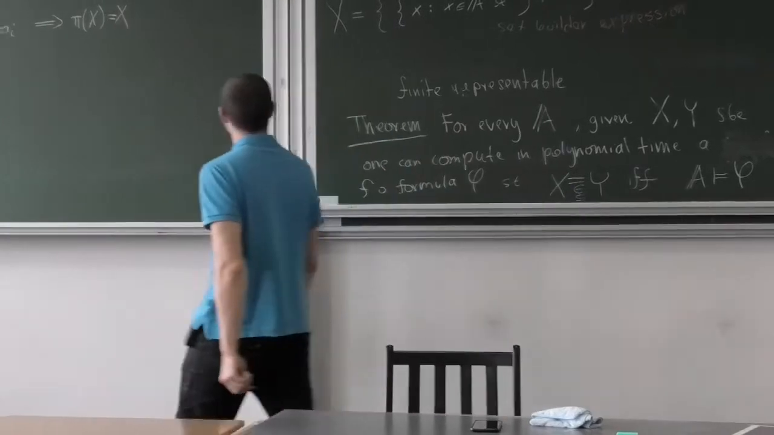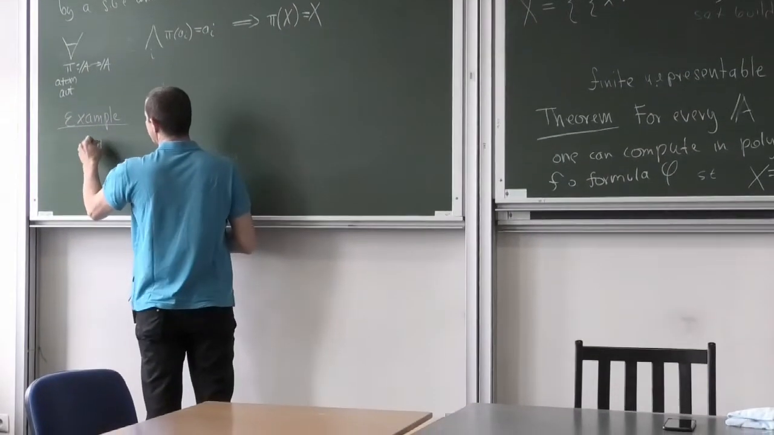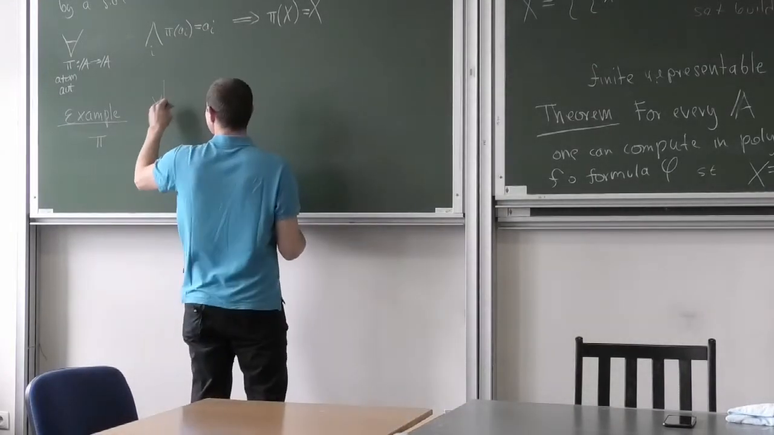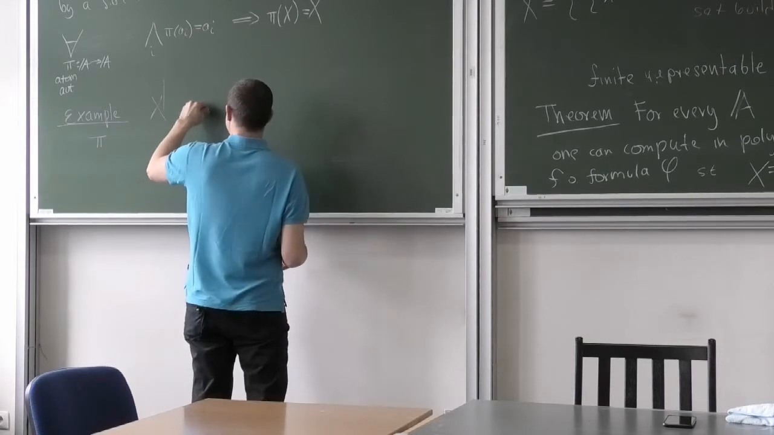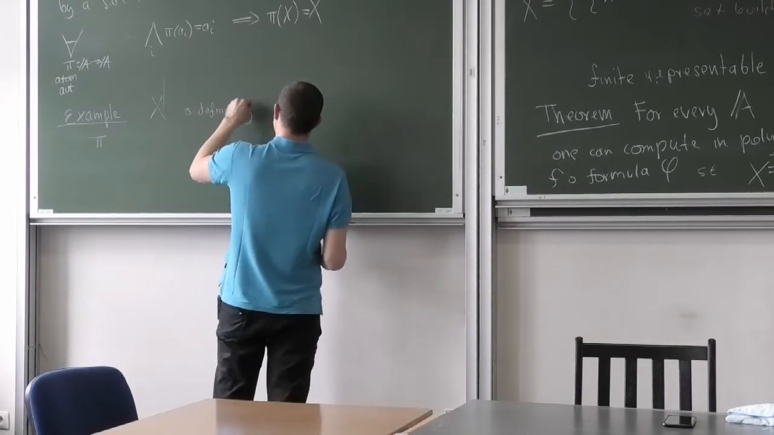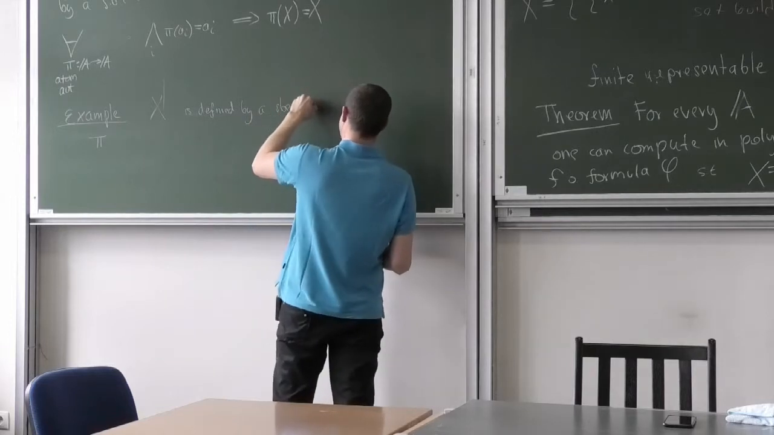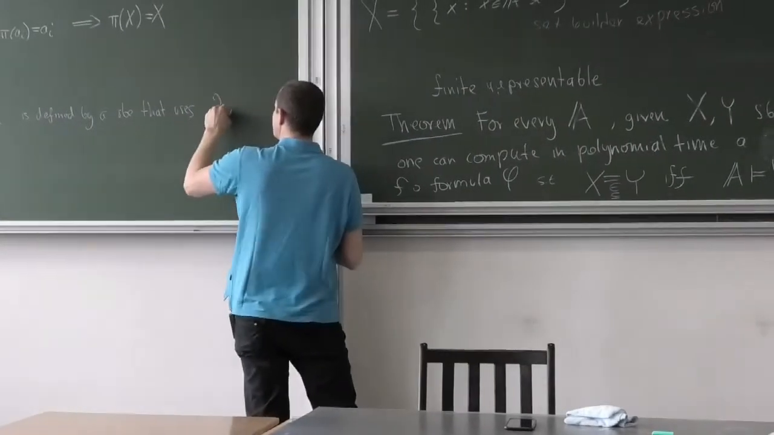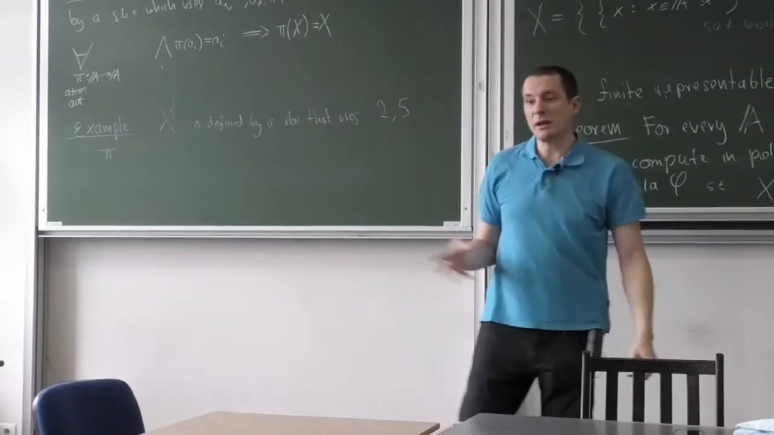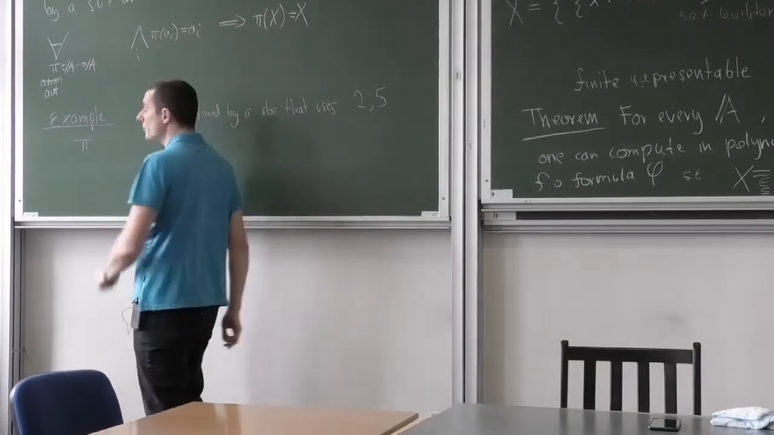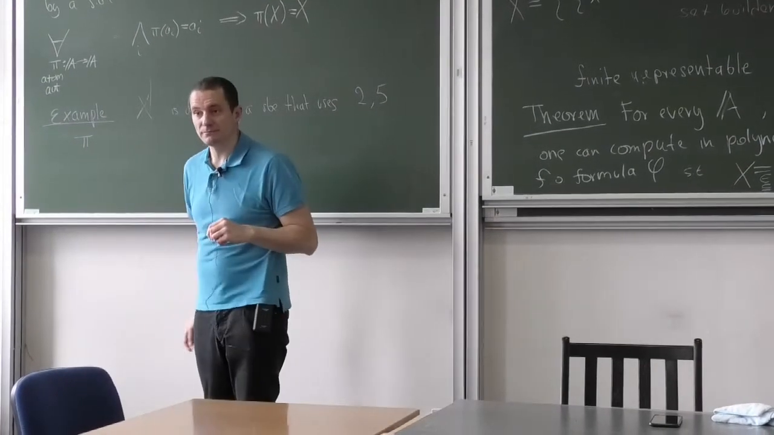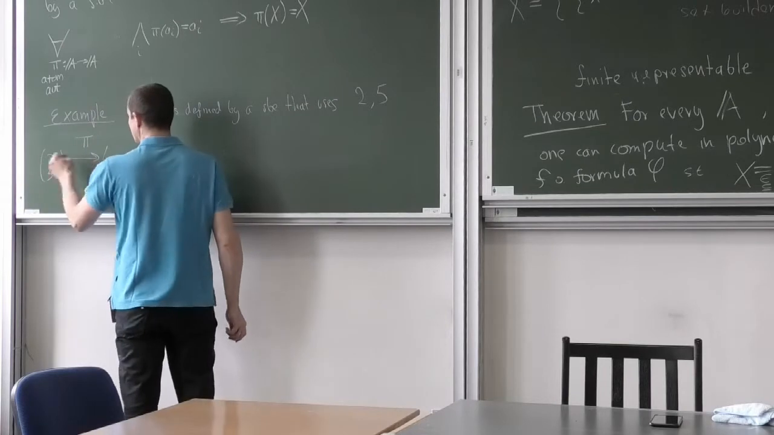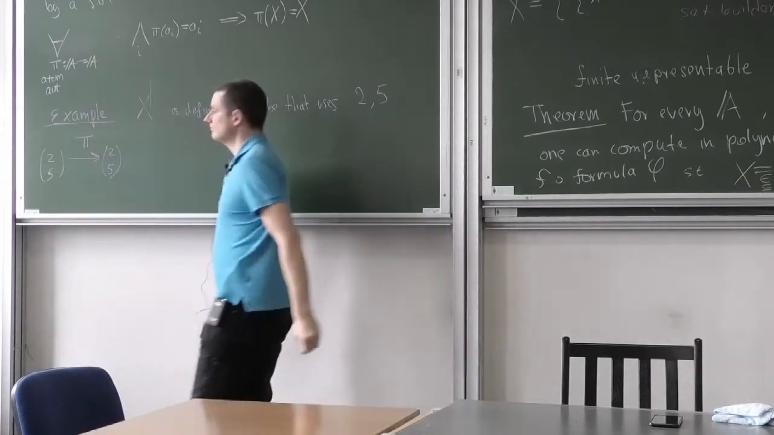This set, suppose you take some atom automorphism pi. So this set X is defined by a set builder expression that uses 2 and 5. So let me take an atom automorphism pi which fixes 2 and 5. Okay?